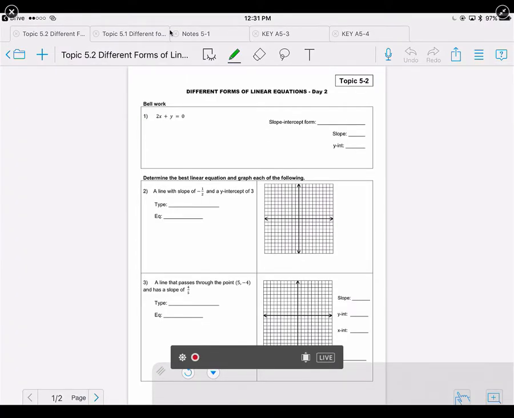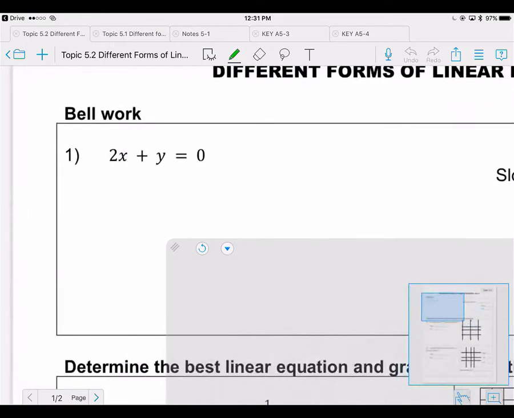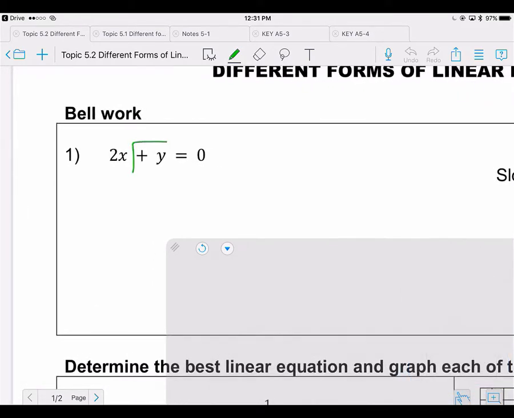This video is for topic 5.2, which is different forms of linear equations, day 2. So the bell work asks you to take this equation and put it in slope-intercept form, which means solve for y. In order to solve for y, we move x to the other side through the opposite operation. So a positive turns into a negative, so it will cancel.